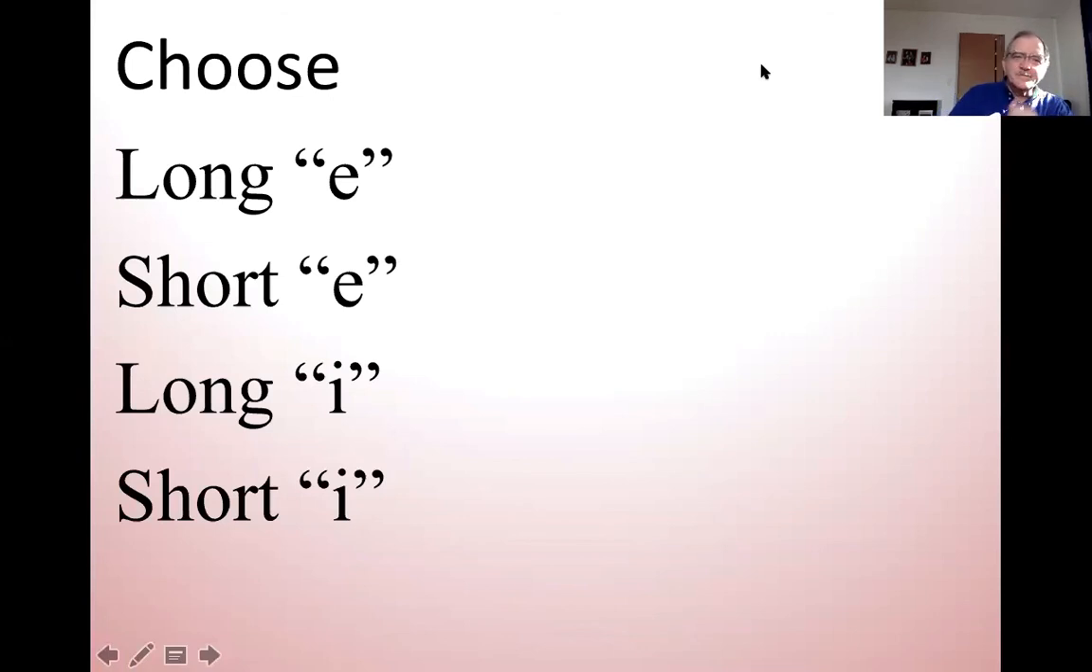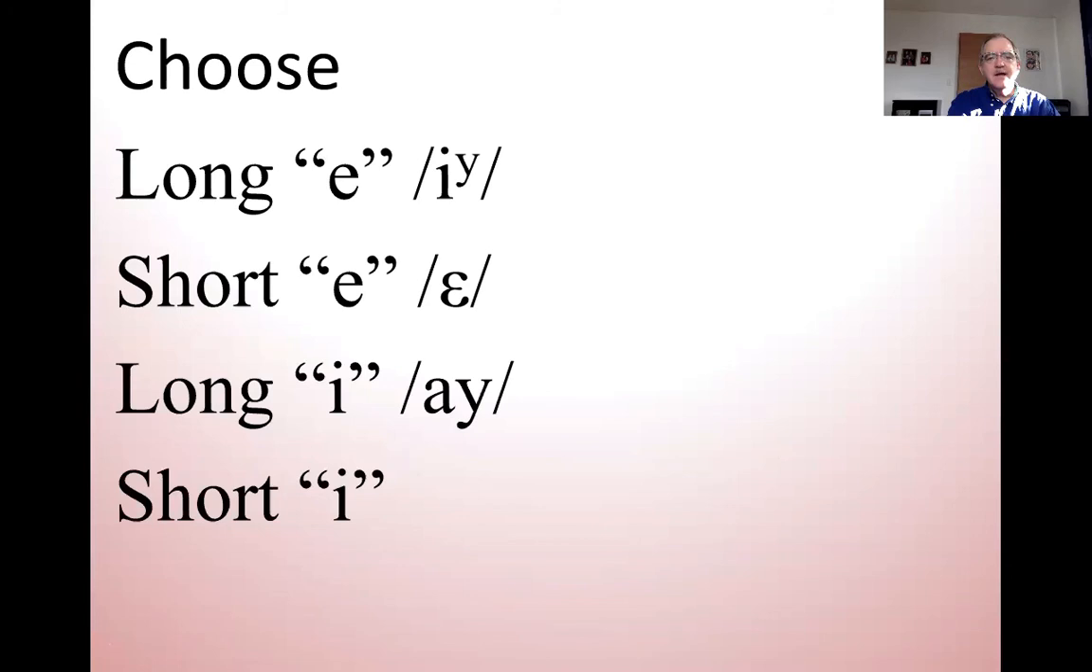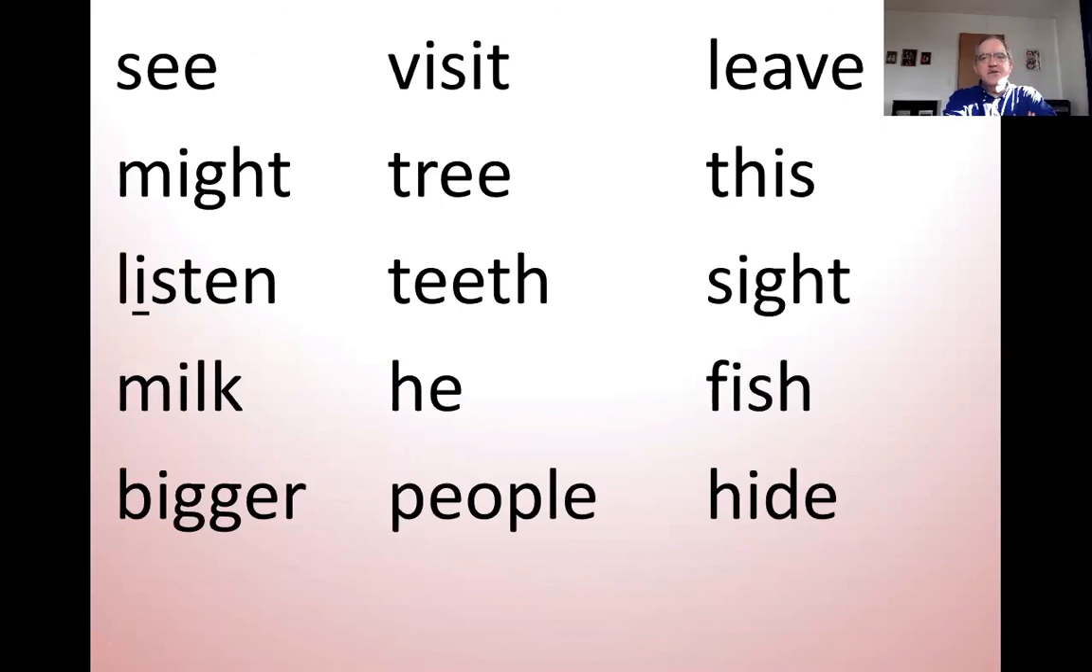Okay, here it is. Now we have long E, short E, long I, and short I, okay? So you have to choose. All right, here it is. Now you stop the video, and I want you to think for each word, what is the correct vowel sound? And try to use all of the rules. I'm teaching you these rules. You've got to try to keep them in your mind and use them so you can learn them and become fluent in this. All right, so stop the video if you haven't finished. Now here are the answers.